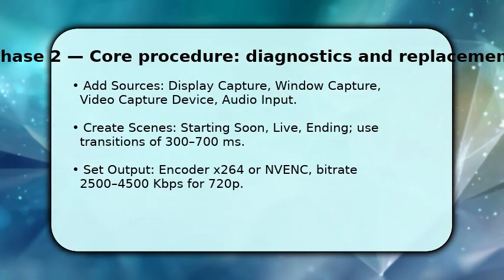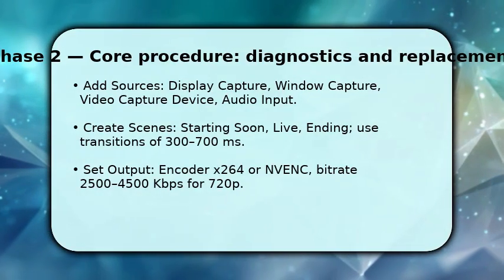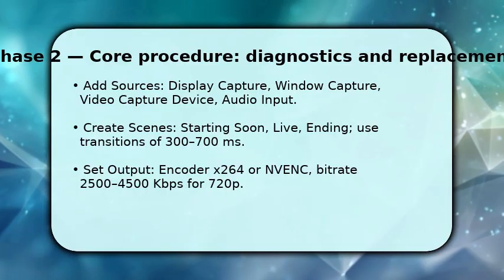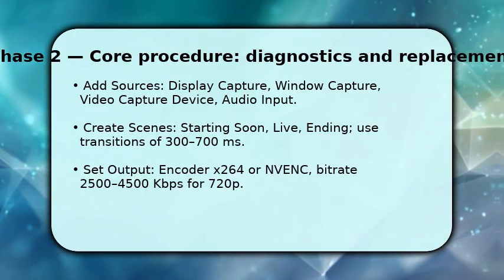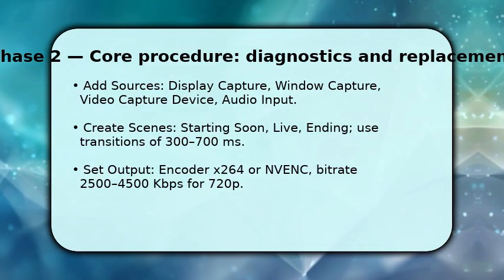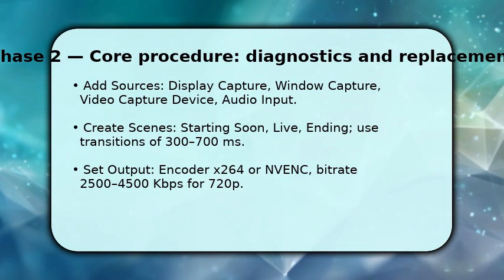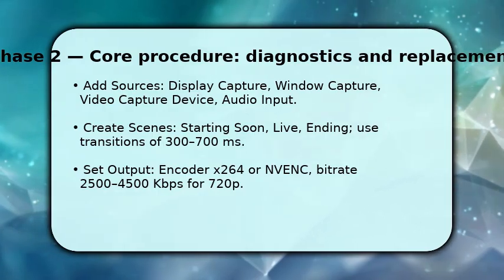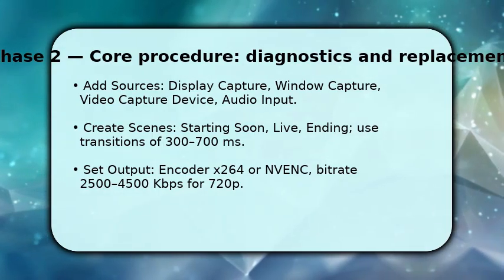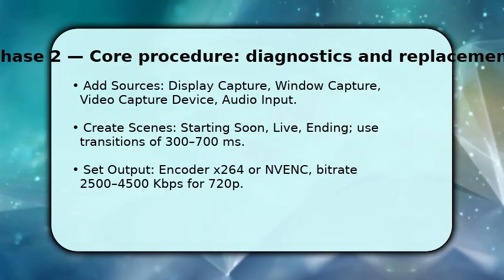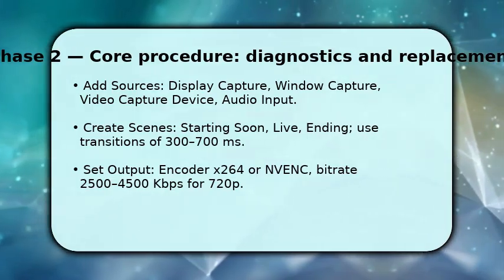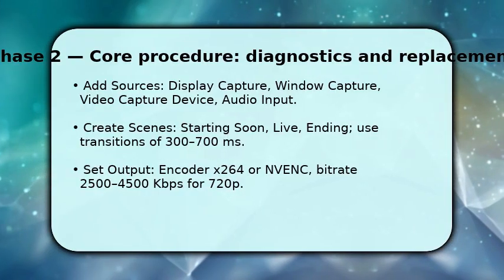Now you configure scenes and outputs so streaming runs smoothly. Add sources like display capture, window capture, video capture device, and your mic under audio input, group or crop as needed. Create at least 3 scenes, starting soon, live, and ending, and assign quick transitions of 300 to 700 milliseconds for a polished feel. Then go into output.